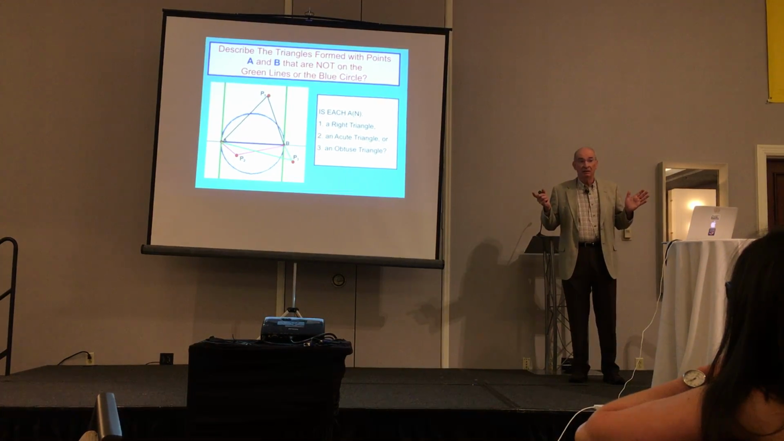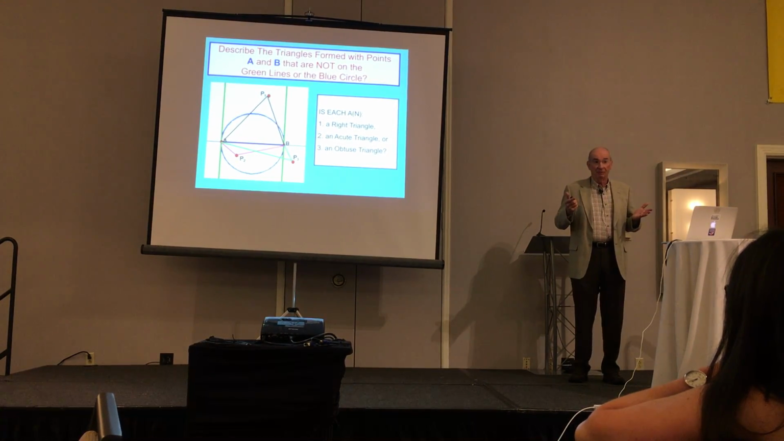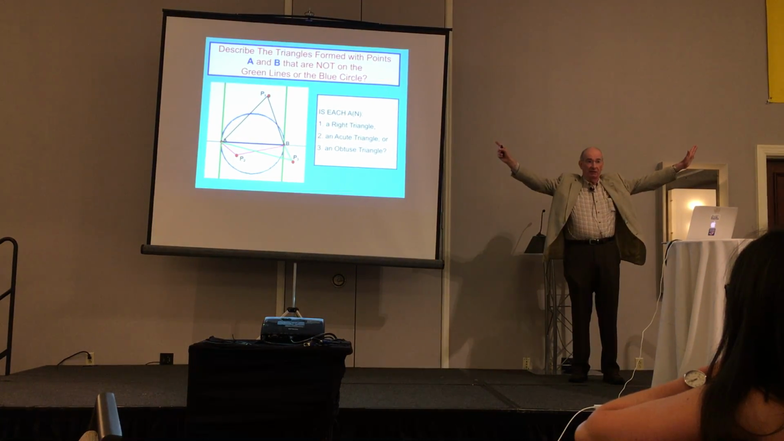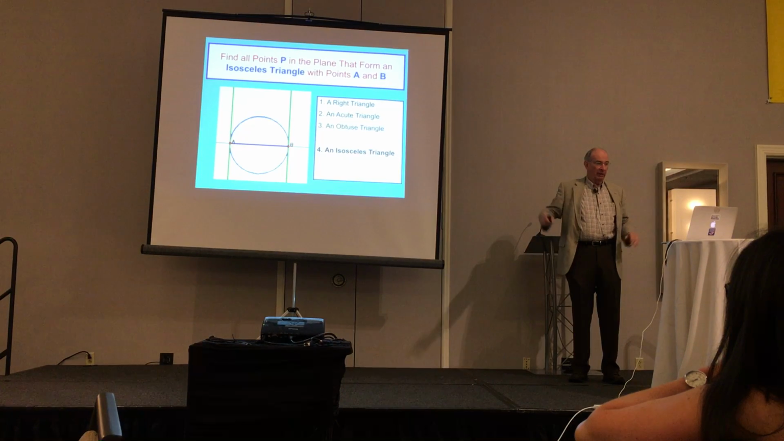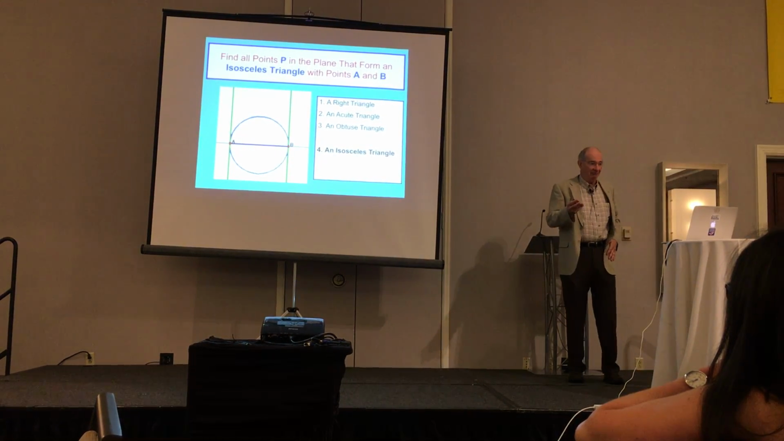P2AB is obtuse. P3AB is obtuse. Okay? Pick any point anywhere, I am in business with that category. Now I'd like to find where all the isosceles triangles are. Any idea?